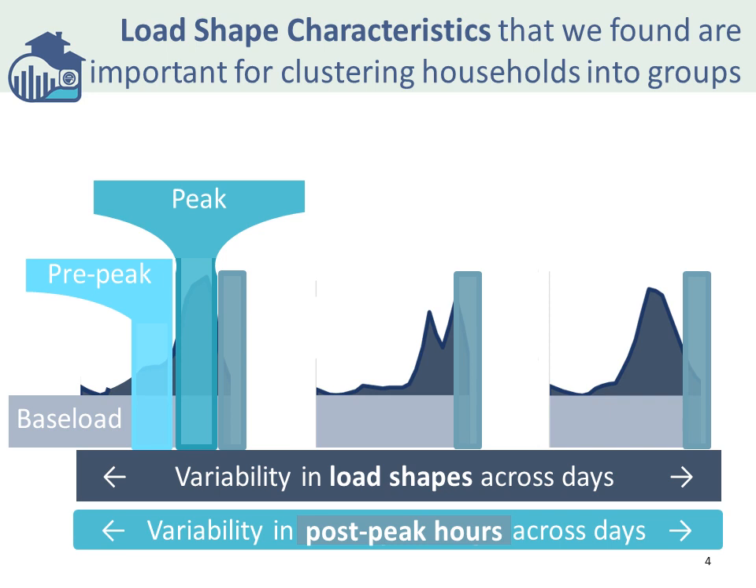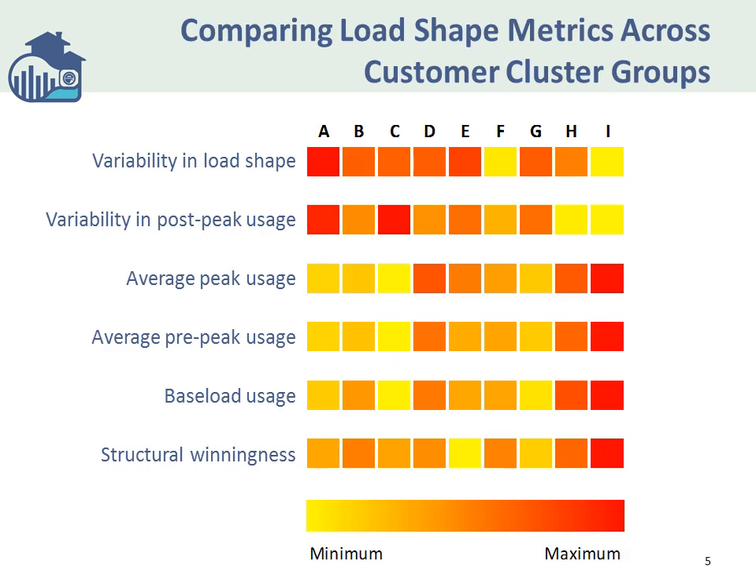The fourth and fifth characteristics looked at variability in consumption over time. In particular, how a customer's load shape itself actually varied from day to day, as well as how their average usage in the 2 hours just after the peak period changed on a daily basis. When we use these 5 characteristics, you can actually segment a sample of residential customers using them.